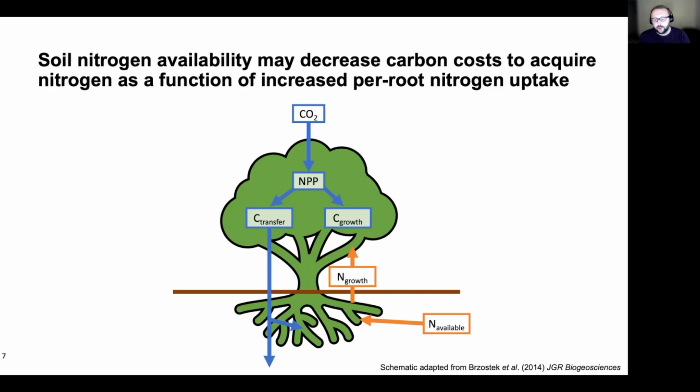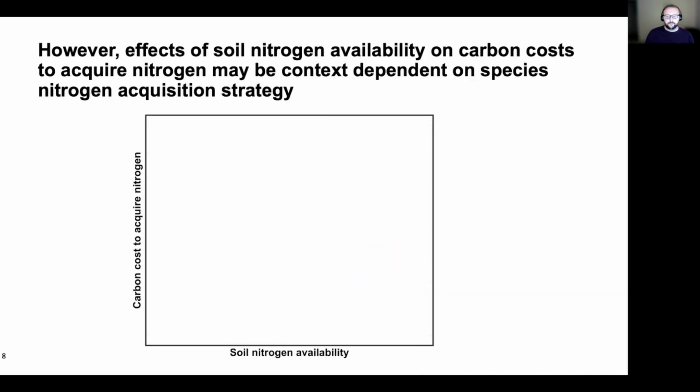And in species that acquire most of their nitrogen through direct uptake, this could be indexed through increased per root nitrogen uptake. However, effects of soil nitrogen availability on carbon costs to acquire nitrogen may be context dependent on the species' dominant mode of nitrogen acquisition. And this has been shown in a few modeling studies and meta-analyses in species that associate with different types of mycorrhizal fungi, species that associate with nitrogen-fixing bacteria, and species that acquire nitrogen mostly via direct uptake.